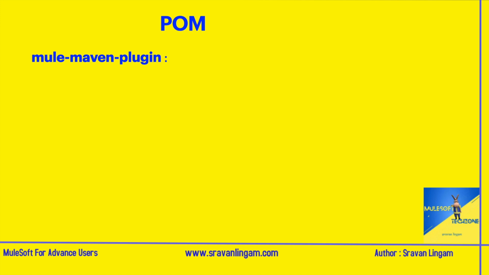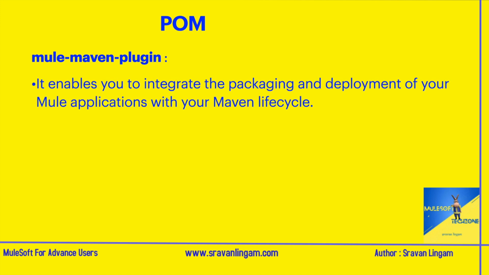Next thing is the Mule Maven plugin. This is really important. You have to understand this concept very clearly. It is very simple. The Mule Maven plugin is built for MuleSoft related projects. Though it is still a Maven plugin, it is specifically used for Mule related projects. It enables you to integrate the packaging and deployment of your Mule applications with your Maven lifecycle. So we are using the Maven lifecycle to package and deploy your Mule applications. The Mule Maven plugin can only be used for Mule applications, not for Java applications. You cannot put that inside a Java application.